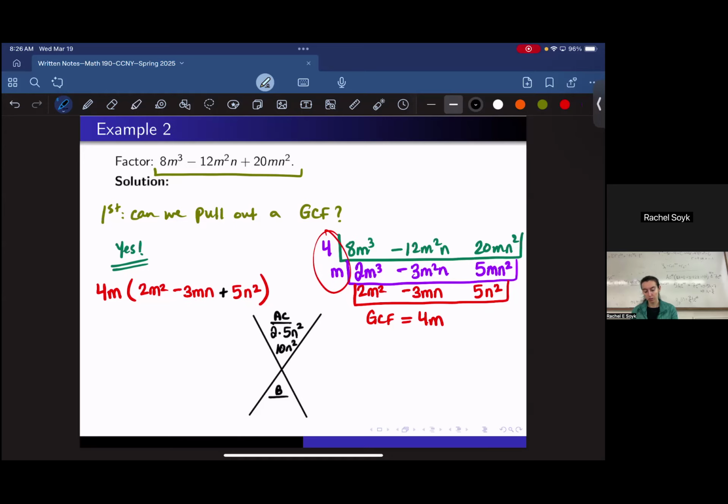And then what's our B value? Think back to our general equation of any quadratic, right? Ax squared plus bx plus c. But in this case, our x is really an m. So we have am squared plus bm plus c. So we're treating that n value as a constant, which means our b value is what? Negative 3n.